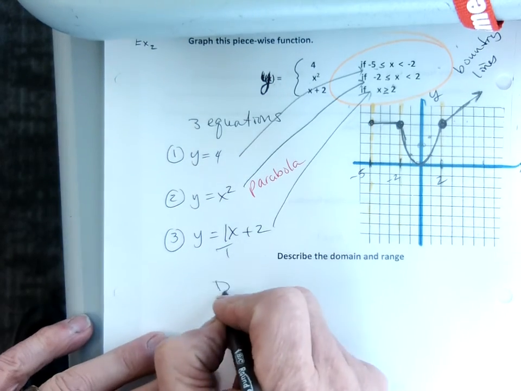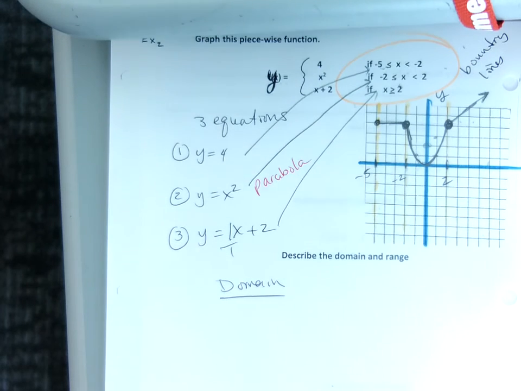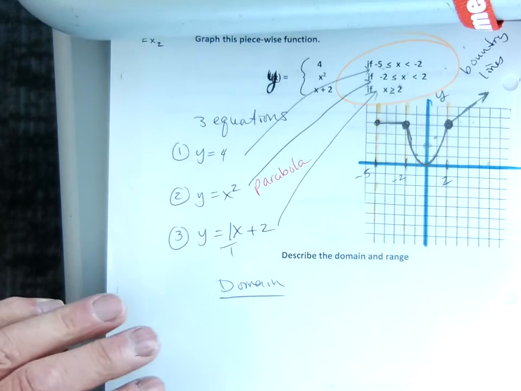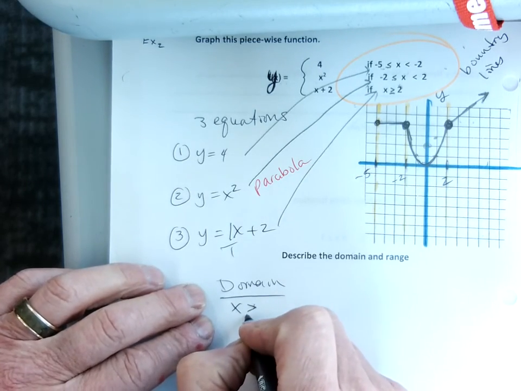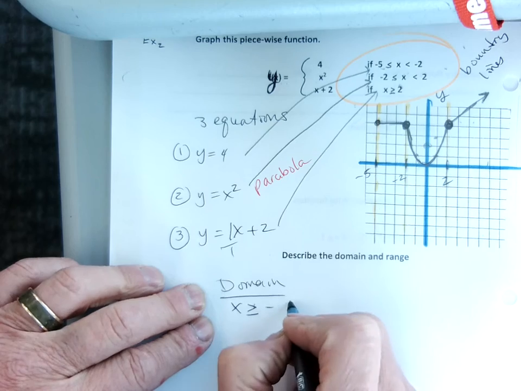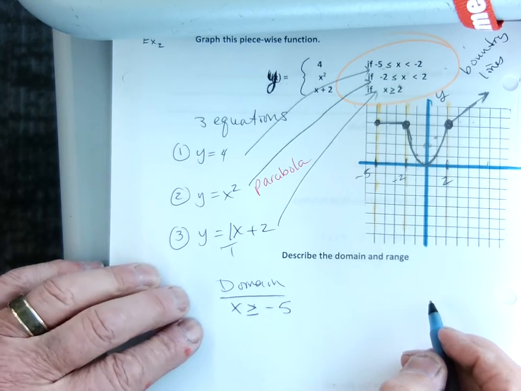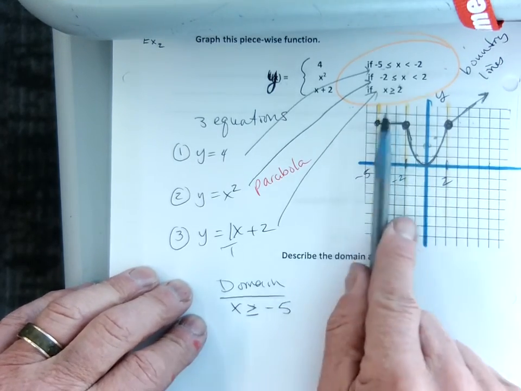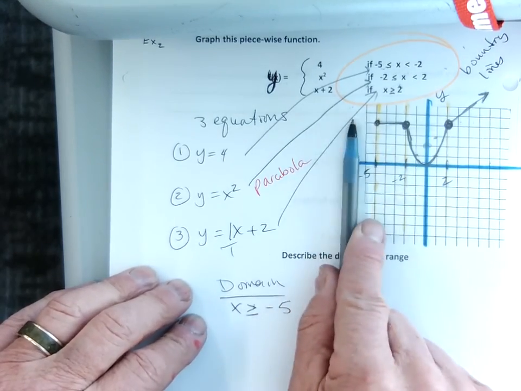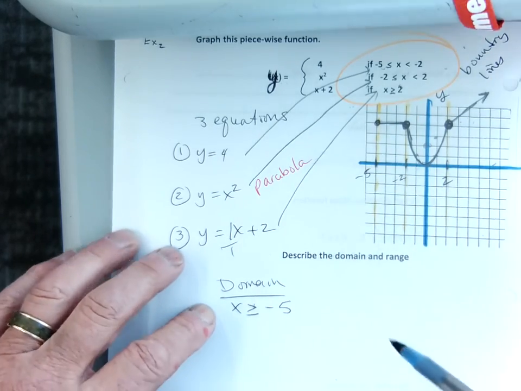Domain. X is greater than or equal to -5, okay? Thanks, Tava. So we start at -5. See what she did? So how wide is it? Well, there's nothing back here. There's no graph back here, so it starts at -5 and goes forever that way. Thanks, Tava.